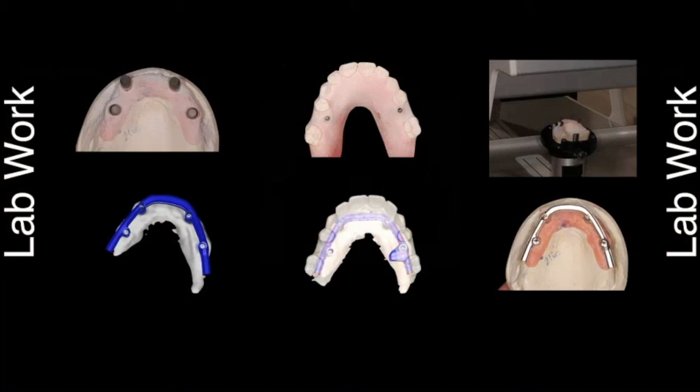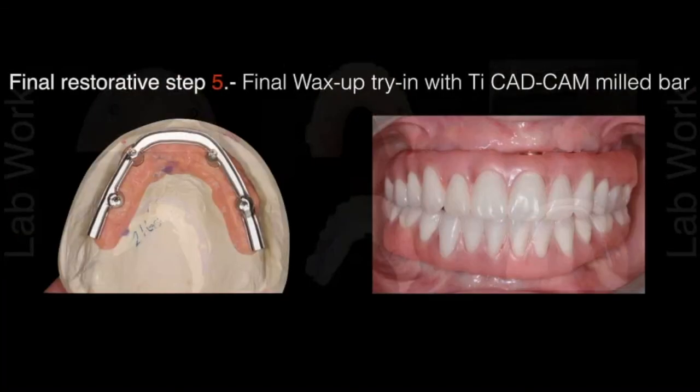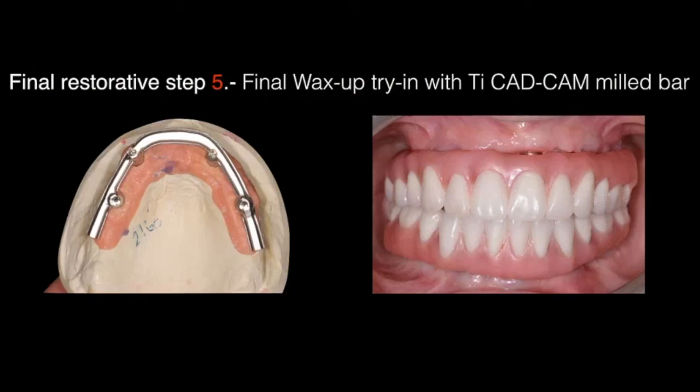What the lab is going to do is scan this. The scanning is going to transfer this into a digital format and fabricate from a digital format a titanium mill bar. And this titanium mill bar typically takes about 2 weeks of turnaround time.